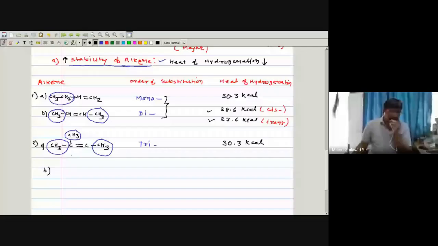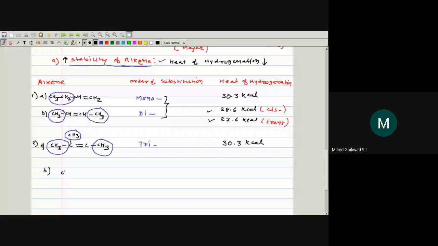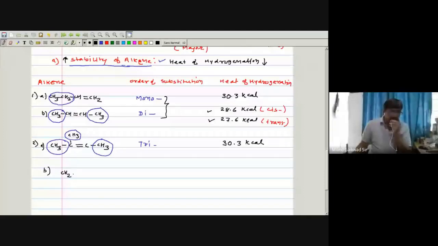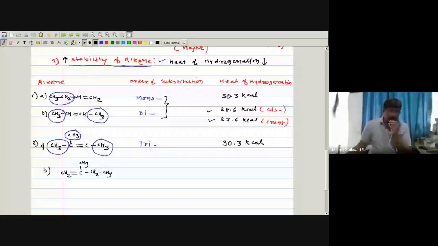Similarly, let us take another example. In case number 2, suppose I take this one, the disubstituted alkene, that is CH2, then there is a formation of a carbon double bond. Here is a CH3, and here is a CH2 and CH3. So there are two alkyl groups, right? So it is a di.